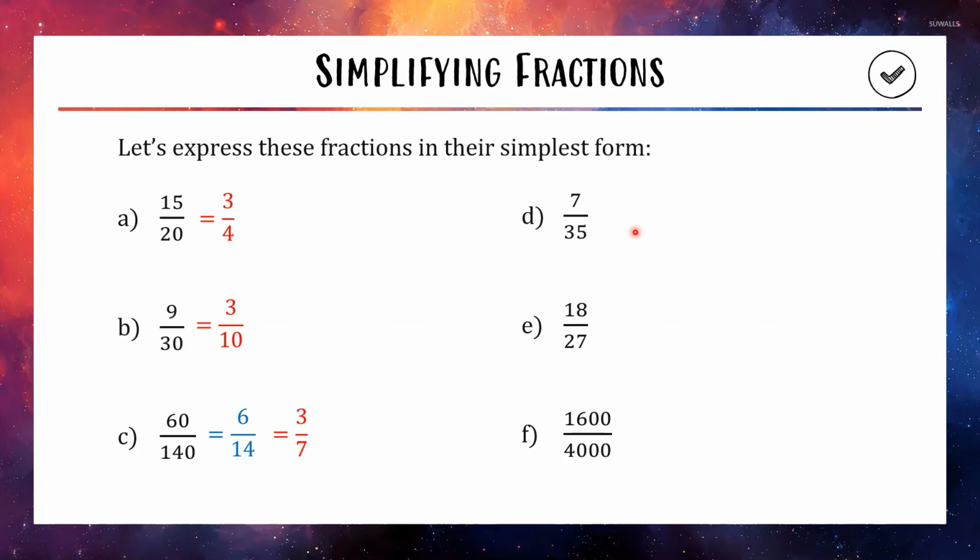Okay, question D, what's a number that goes into 7 and into 35? A good answer here would probably be 7. On the top we've got 1 7, and on the bottom we have 5 7s. So we have 1 out of 5.